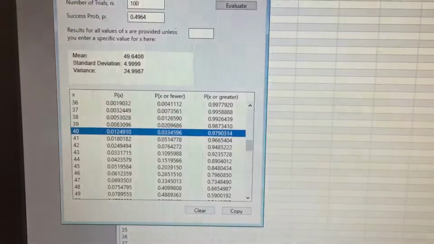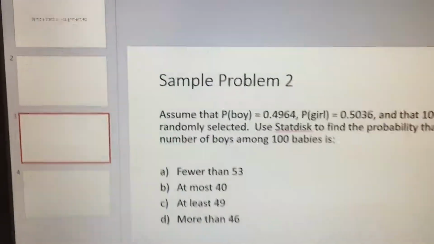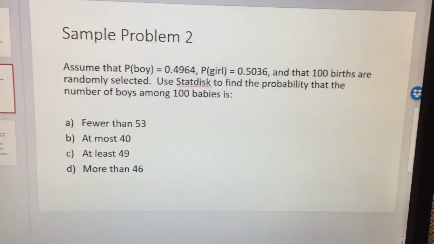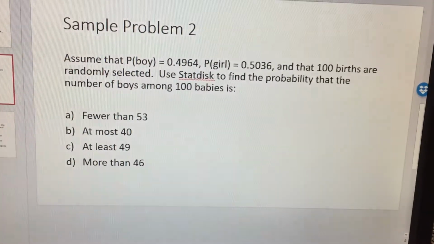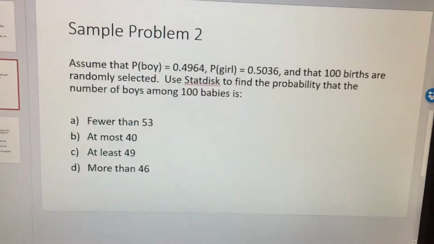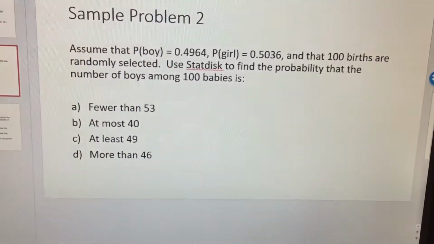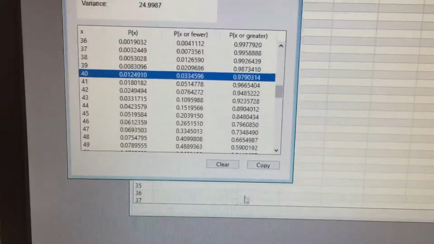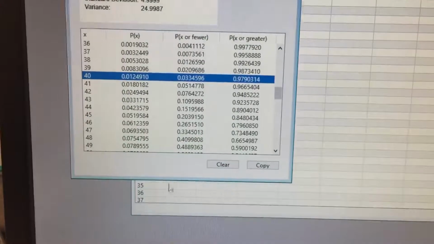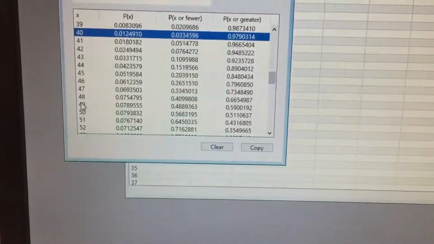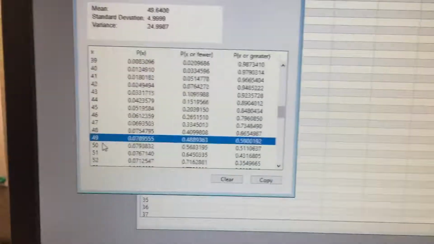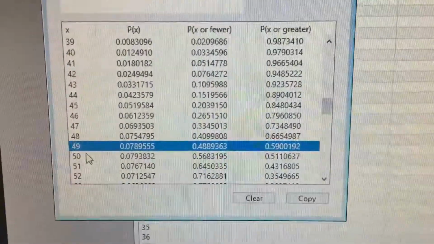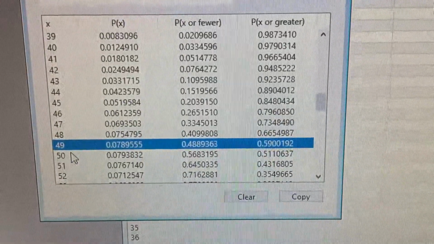And then the next one says at least 49. Well, at least 49 would mean 49 or more, or 49 or greater. Okay? So going back to our StatDisk output, we're looking at 49 or greater. That means that 49 will be included. So here's 49 right here. Now we're going to look under the column that says X or greater. That means 49 or greater.